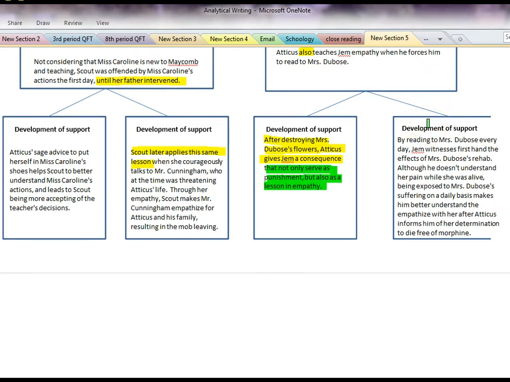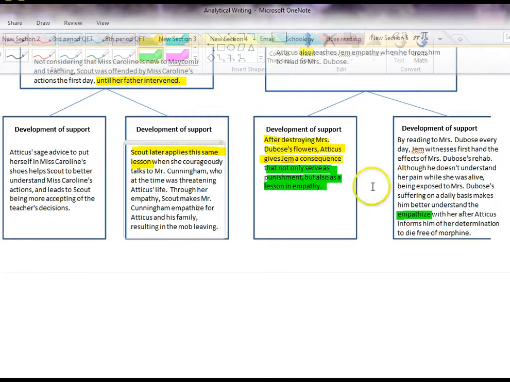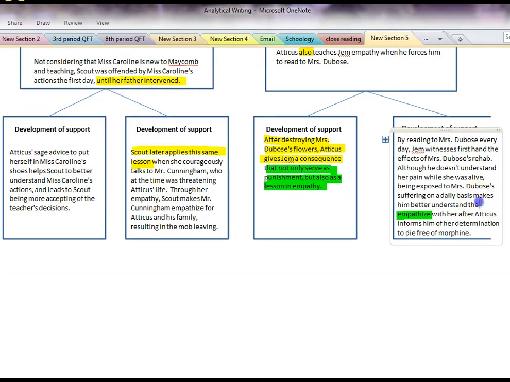All right. Going even further into this development, by reading to Miss Dubois every day, Jem witnesses firsthand the effects of Miss Dubois' rehab. Although he doesn't understand her pain while she was alive, being exposed to Miss Dubois' suffering on a daily basis makes him better understand and empathize with her after Atticus informs him of the determination to die free of morphine. So again, here we have this application. It's tying everything back to the topic sentence so that the argument is clear.